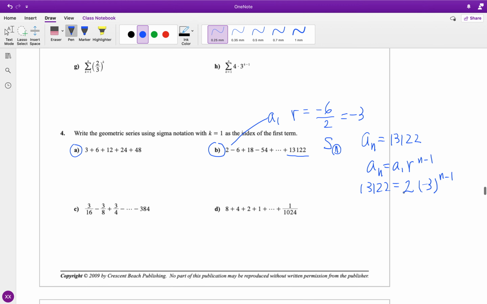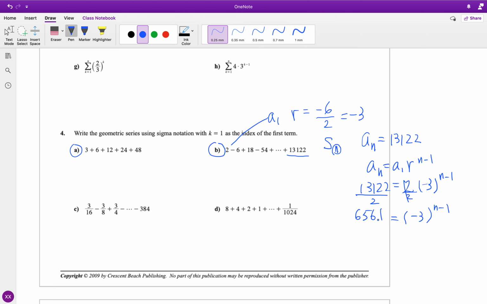So now, first of all, divide by 2 on both sides. And obviously, this is an even number. So, of course, it can be divided by 2. So that is gone. So now the base is negative 3 on the right-hand side. And then this one divided by that is 6561. All right. Now 6561, using divisibility, you can divide it by 3.